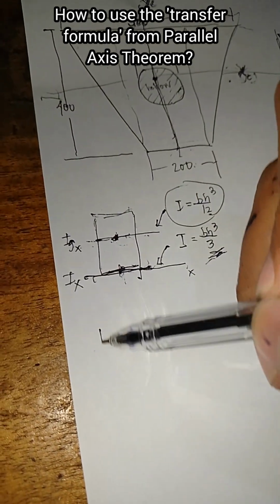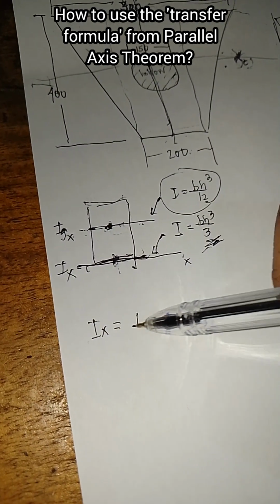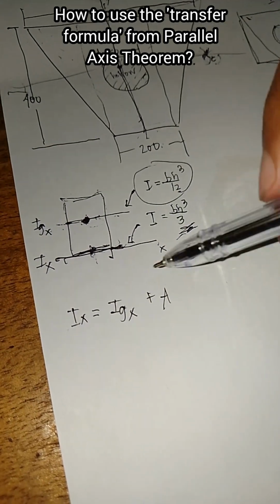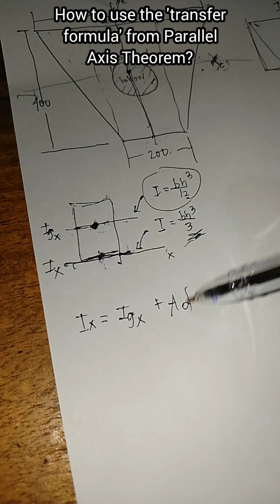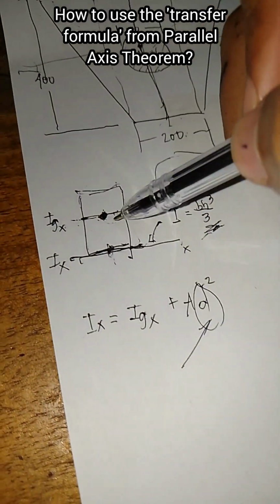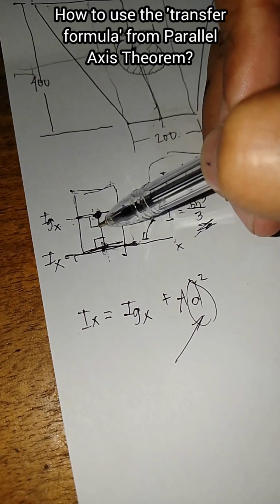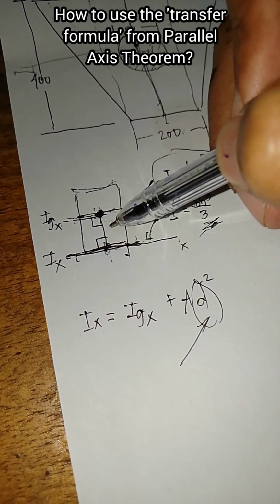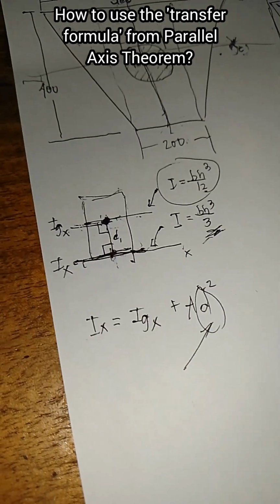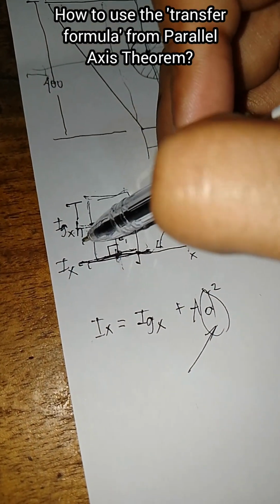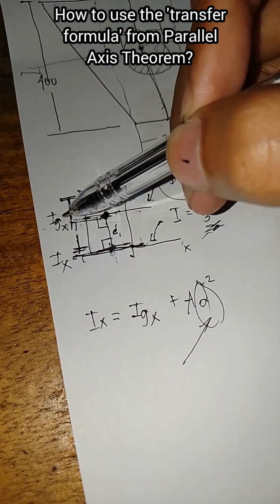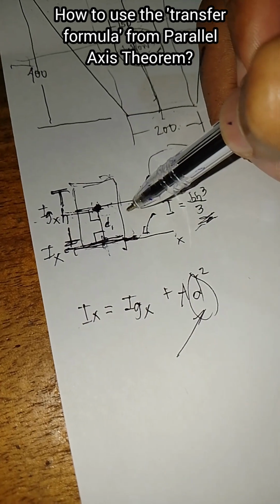All it says is the IX is just the IGX, or about this centroid of that shape, plus the area of that shape, or area of that section, times its distance squared. So what is this distance squared here? This distance is referring to this perpendicular distance between these two axes, about this axis and this axis. That's d1. And if you can notice here that if the height of this rectangle is equal to h, then this distance from the centroid of this rectangle to its base is going to be h over 2.